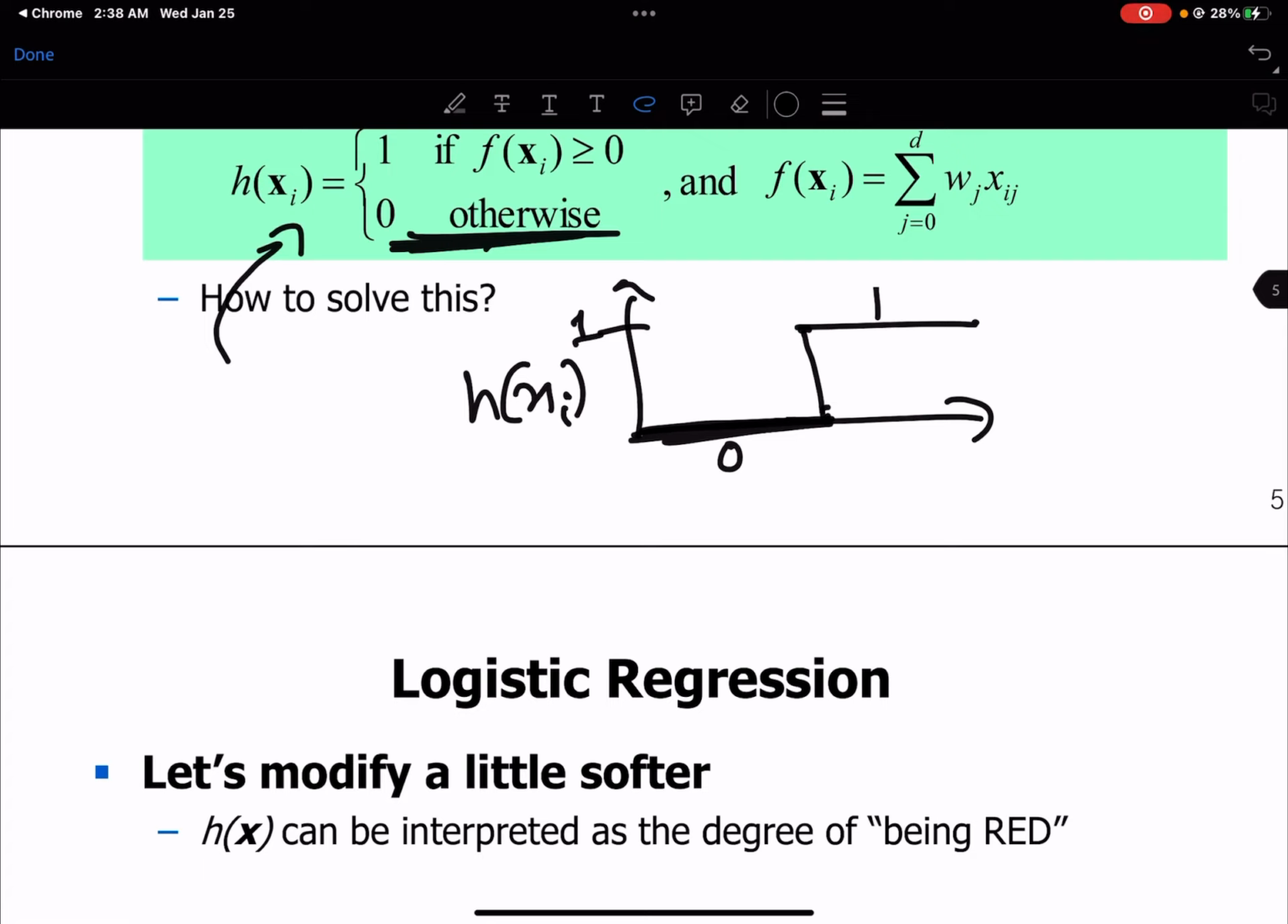But if your f of x, this value, the summation of the multiplication of xi's and wi's, is greater than or equal to 0, then you are given a 1. And at this point, there is a jump. We can see directly from 0 to 1, a hard jump. Therefore, we call this a hard classifier.